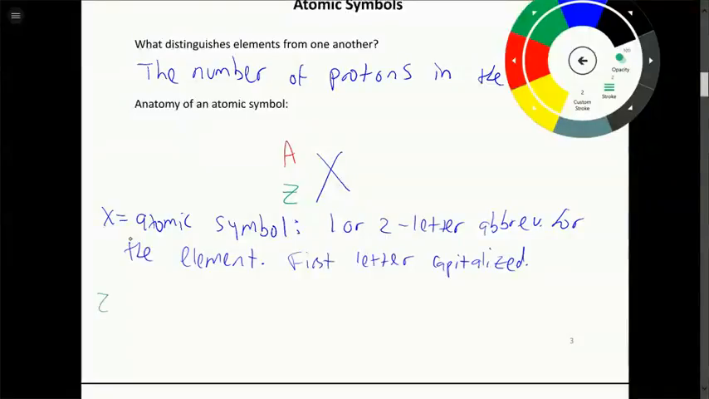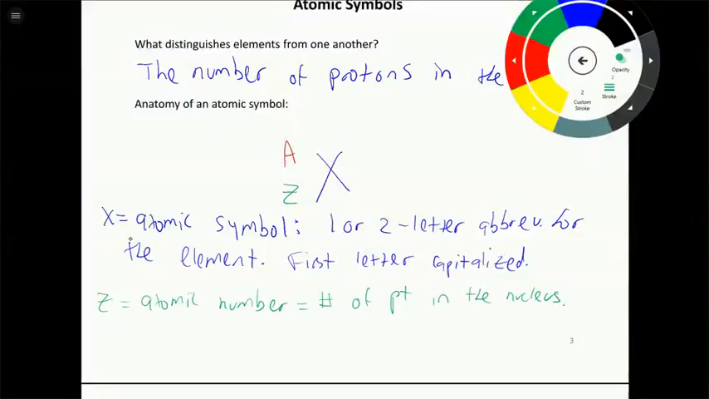So Z is what we call the atomic number. So that's going to be the bottom number here. And this is that key characteristic that defines the identity of the element, which is the number of protons in the nucleus. All right, so this term here, Z, is going to tell us the number of protons, which of course is related then to the identity of that element.